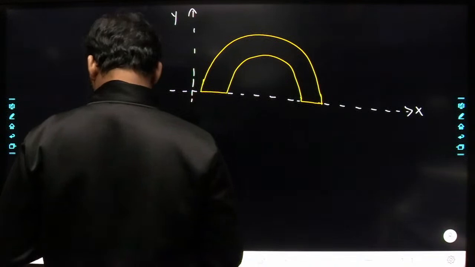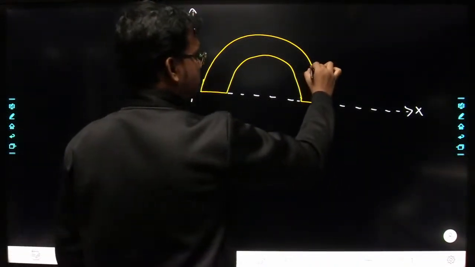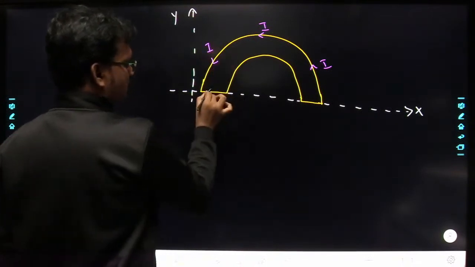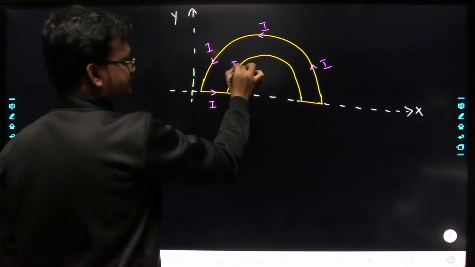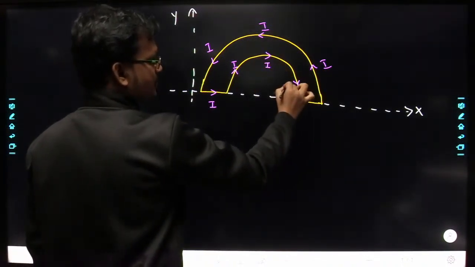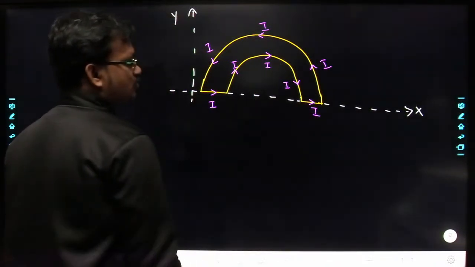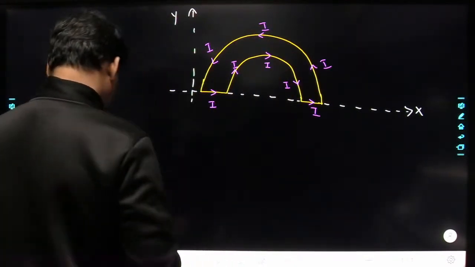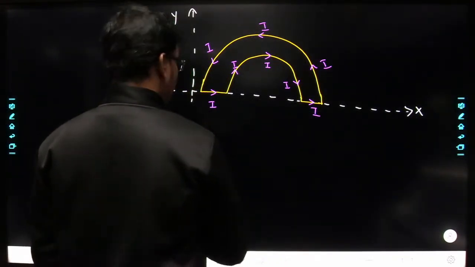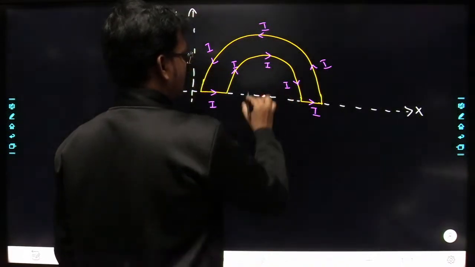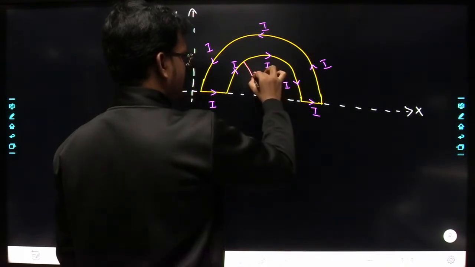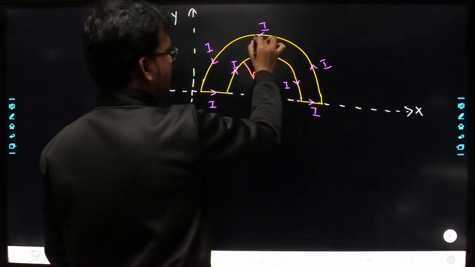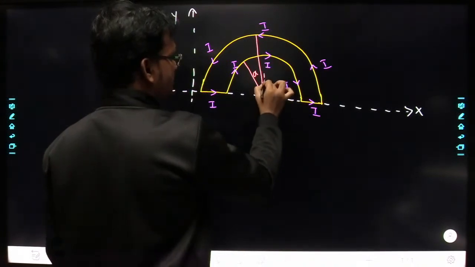Okay, so let us consider the current here is flowing like this, here it is flowing like this, here it is flowing like this, and here it is flowing, and this is how the current is flowing around this loop, right? Now let us say this is the center, and the radius of this semicircle is a, and the radius of the bigger semicircle is b, right?